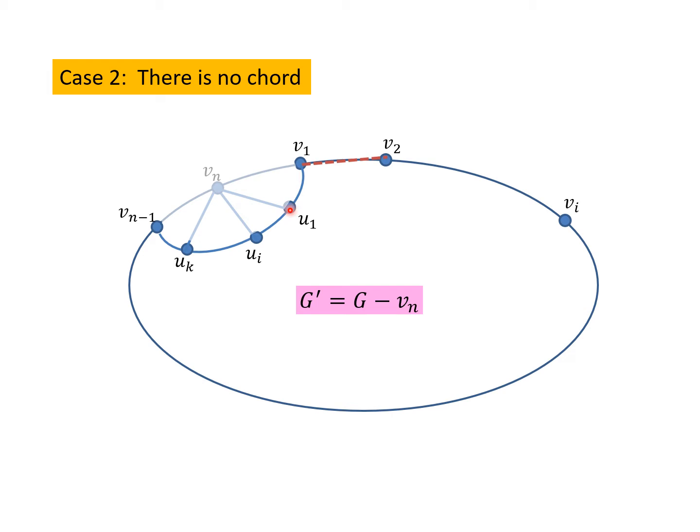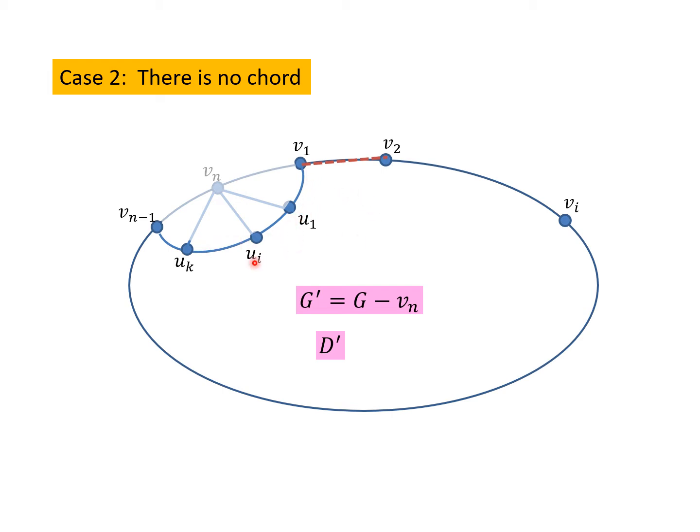Observe that these vertices are interior vertices of G. They are not boundary vertices of G. If they were boundary vertices of G, then you would have a chord, but that will be in case 1. Okay, so now we apply this induction hypothesis to the smaller graph.